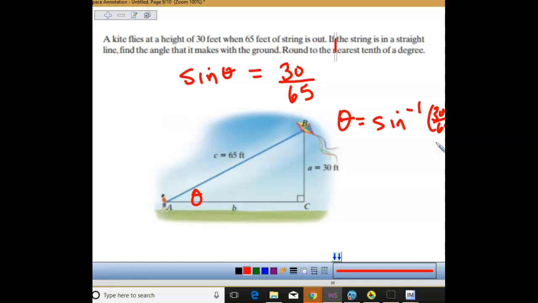One of the things that we really need to focus on is that whenever we look for inverse trig, you're always looking for an angle measure, whether it be in radians or degrees. So what did you guys get? 27.49. So round to the nearest tenth. So it would be 27.5 degrees. So the angle that is made with the ground flying that kite would be 27.5 degrees. Okay.